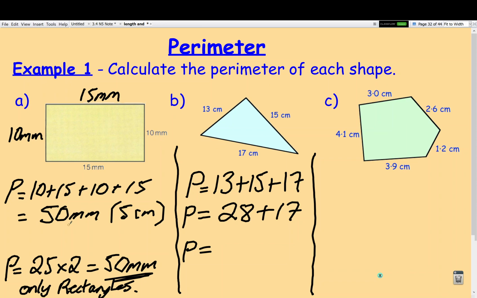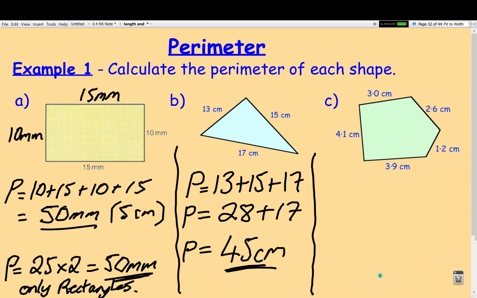Remembering your units, please. We're talking about a length here, so we need to have units, millimetres, centimetres, metres, whatever it is. 28 plus 17, 28 plus 10 is 38, plus the 7 is going to be 45 centimetres. Okay, so hopefully that's okay, you got the same thing.